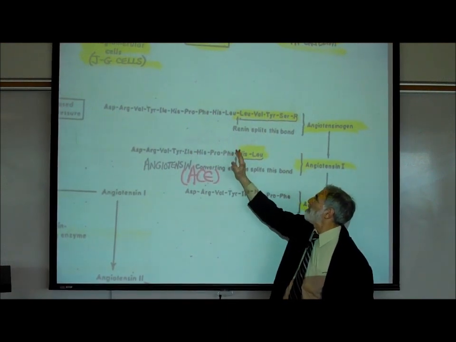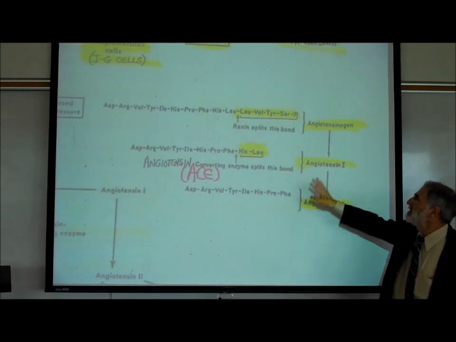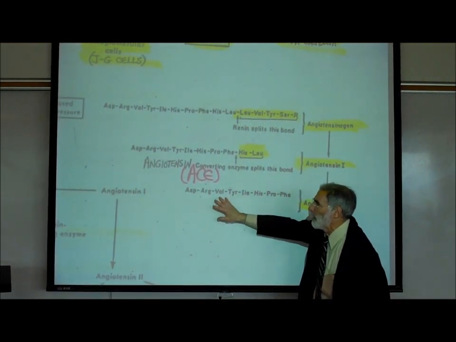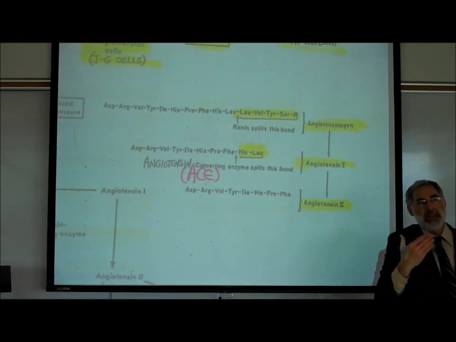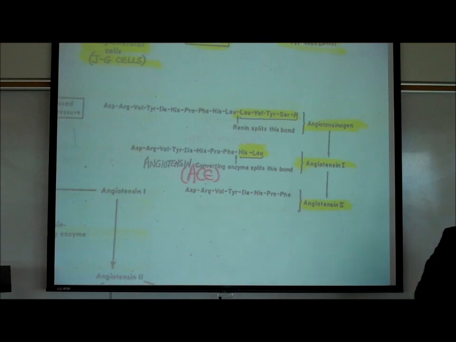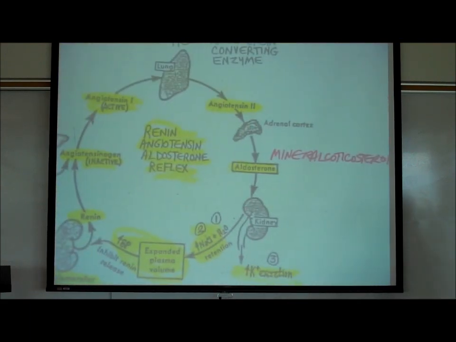It splits off another two amino acids off that angiotensin 1, turning it into an even shorter polypeptide chain called angiotensin 2. So it's been cleaved or split twice now. Okay, again, you don't have to know that. I'm just trying to explain activation.